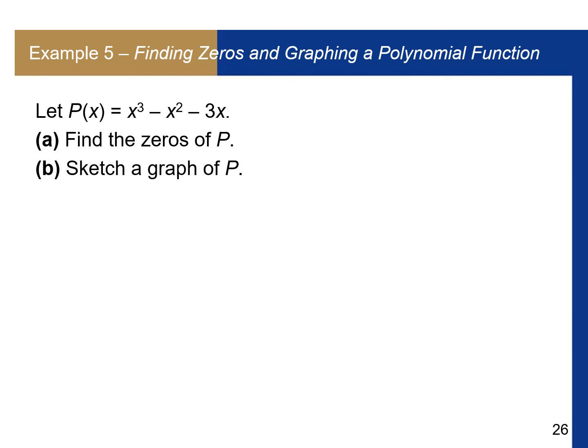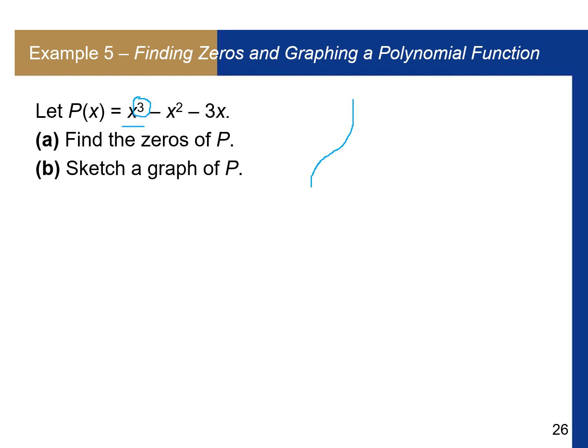So here's an example. We want to find the zeros of P and sketch the graph. So before I even start doing anything, I want to take a look. I see that my leading term is x cubed. So that tells me that it's going to somehow represent something that looks like this, because I'm going to have end behaviors that are different.